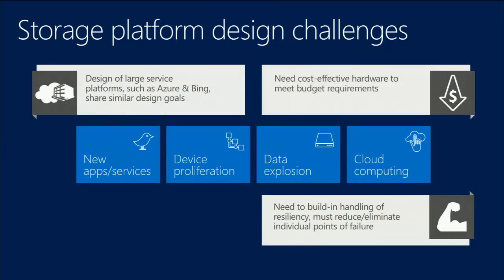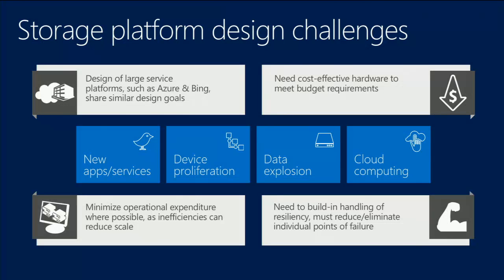You need to minimize failures wherever possible, reduce single points of failure in your deployment, because as your deployment scales, those single points of failure will potentially bring down the entire thing. You need to build in handling of resiliency in your cloud. And again, as your cloud scales, you need to minimize any inefficiencies in operations, because those inefficiencies will not scale to meet your increasing data needs. So these are the three lessons we learned from looking at some of the existing ways that we've deployed storage and how we handle it internally. Taking these three, we've designed spaces around them.